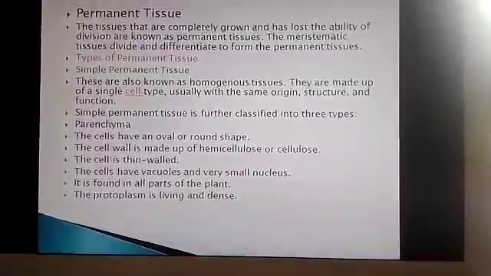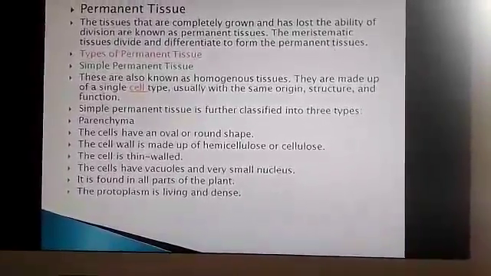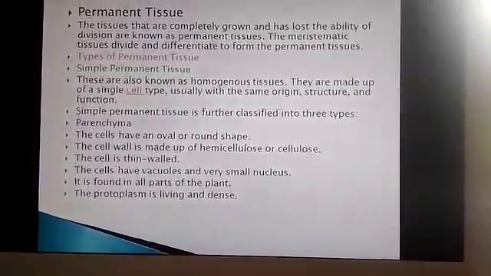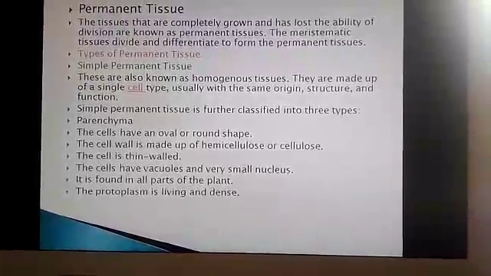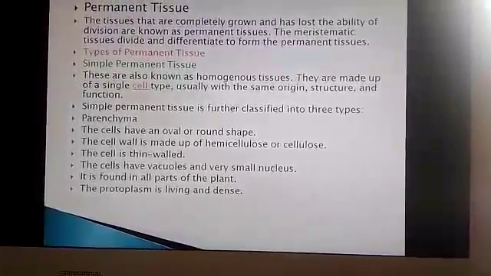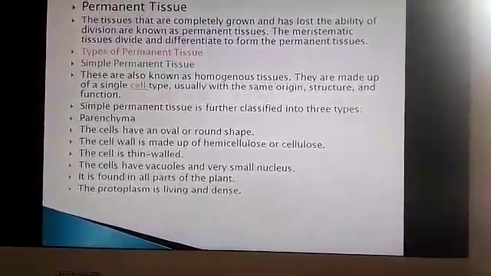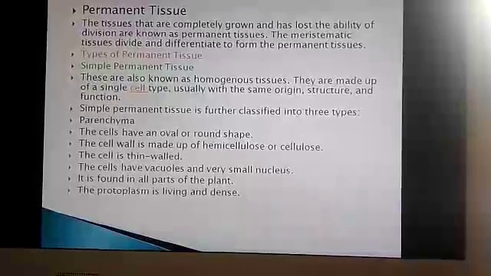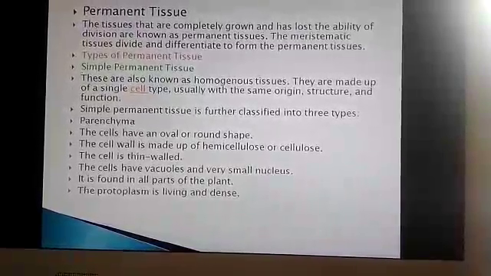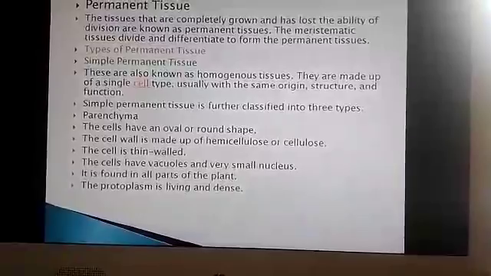The cells are oval and round in shape. The cell wall is made up of hemicellulose or cellulose. The cell is thin-walled. The cells have vacuoles and a very small nucleus. It is found in all parts of the plant. The protoplasm is living and dense. These are the characteristics of parenchyma tissue.